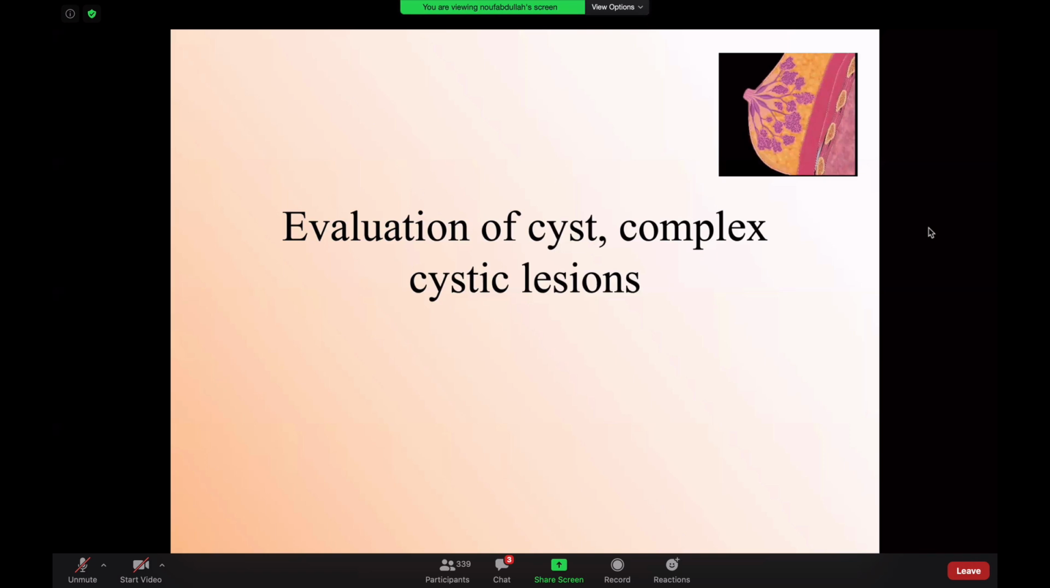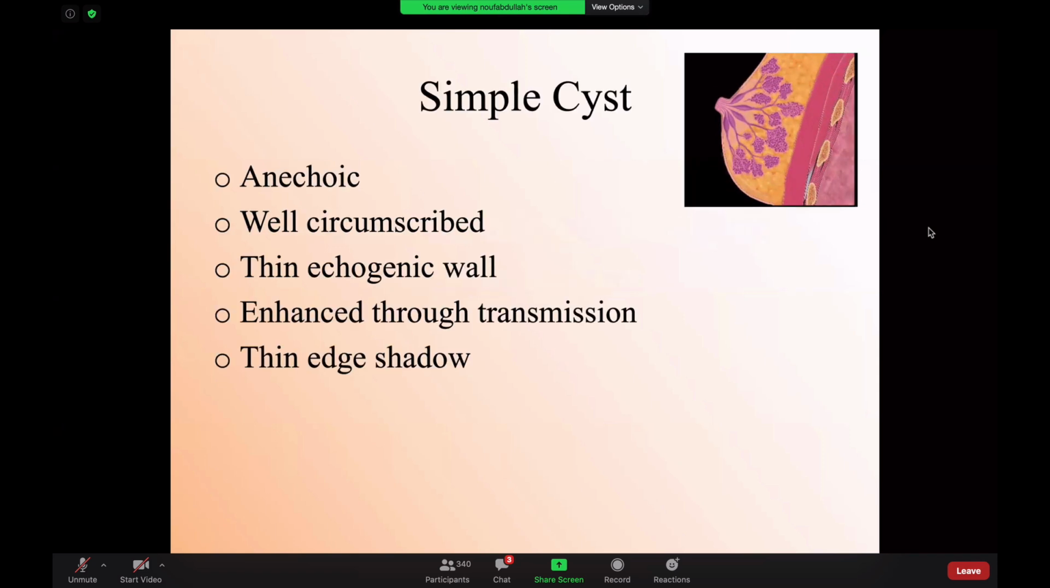So we move now into differentiating a cyst from a complex cystic lesion. And this is something really important, guys, to keep in mind. There is a difference between a cyst and a complex cystic lesion. When you say cyst, it means that you're dealing with BI-RADS 2. When you talk about a complex cystic lesion, it means that you're talking about BI-RADS 4.